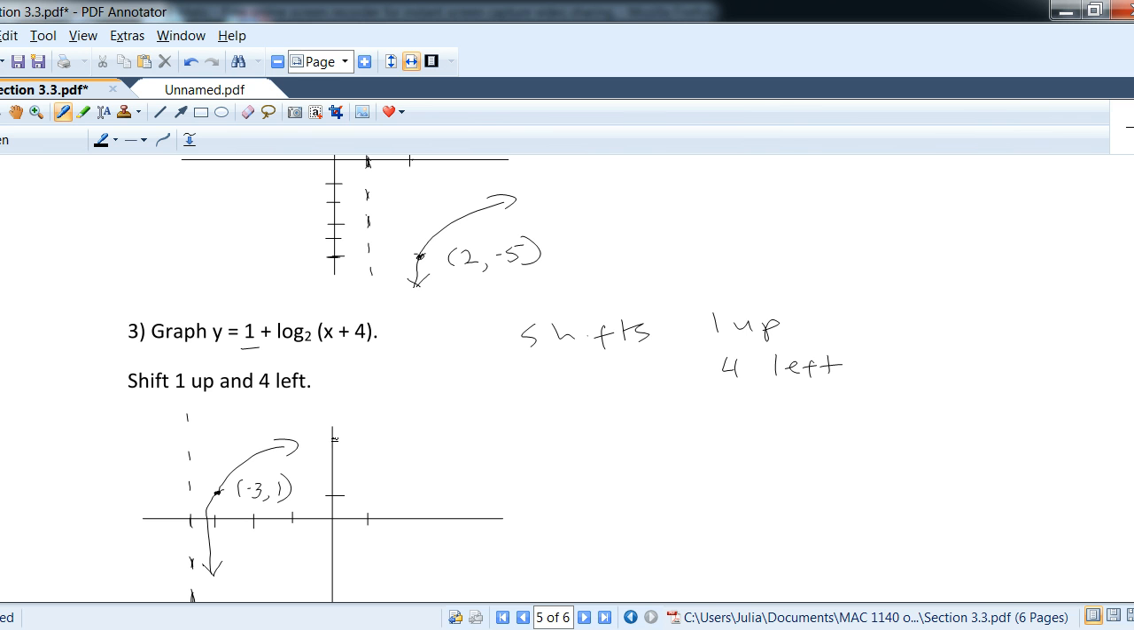Well, because of shift of 4 to the left, the asymptote, and I usually graph it first, is now at negative 4. Now the intercept, which was at 1, 0, is now shifted 4 units to the left, 1, 2, 3, 4, it's at negative 3, and also 1 unit up. And so here is our new point. And we have a sketch of the graph from here.